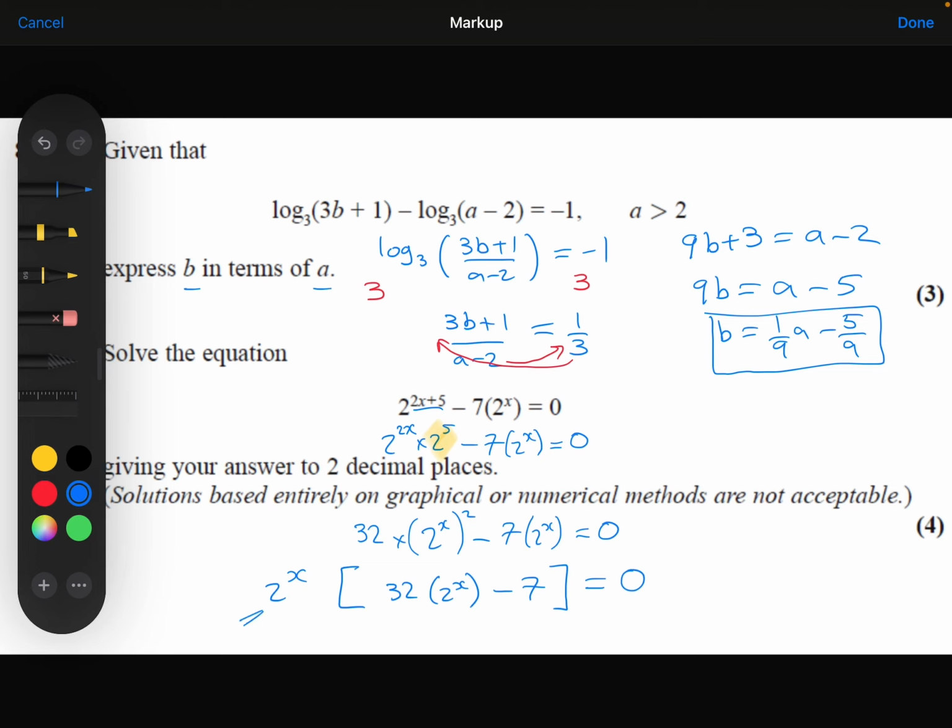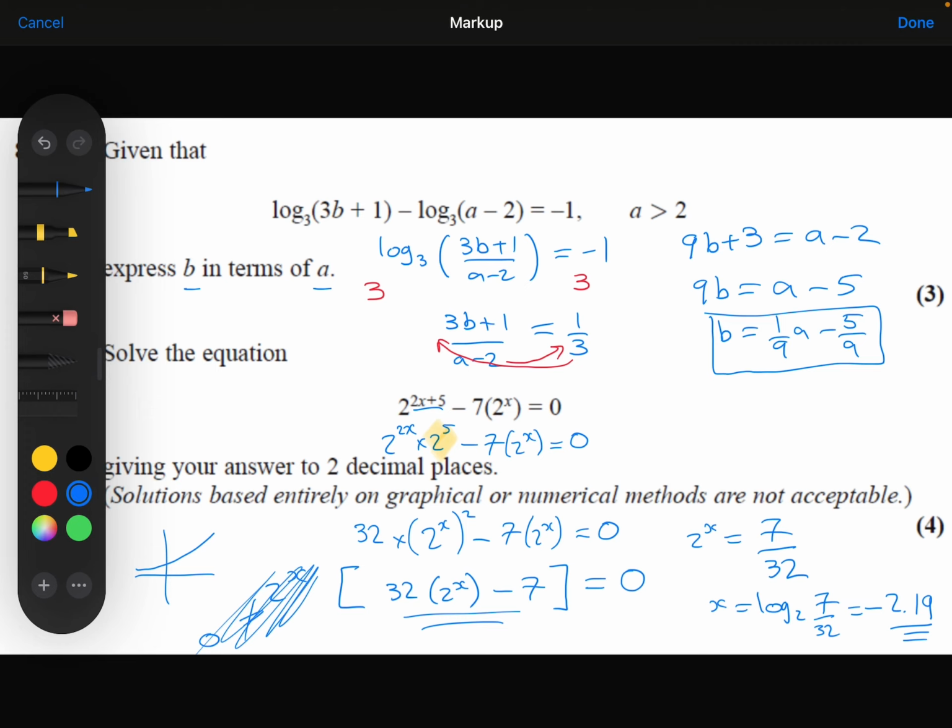Which means then either this has to equal 0, which I know it can't. 2 to the power x always looks like this. It can never equal 0, so I don't actually have to worry about this as a solution at all. I can ignore it completely. Or this bit would have to equal 0, in which case 2 to the power x would have to equal 7 over 32. And so x is log to the base 2 of 7 over 32, which as a decimal to 2 decimal places is minus 2.19. And that's my answer.